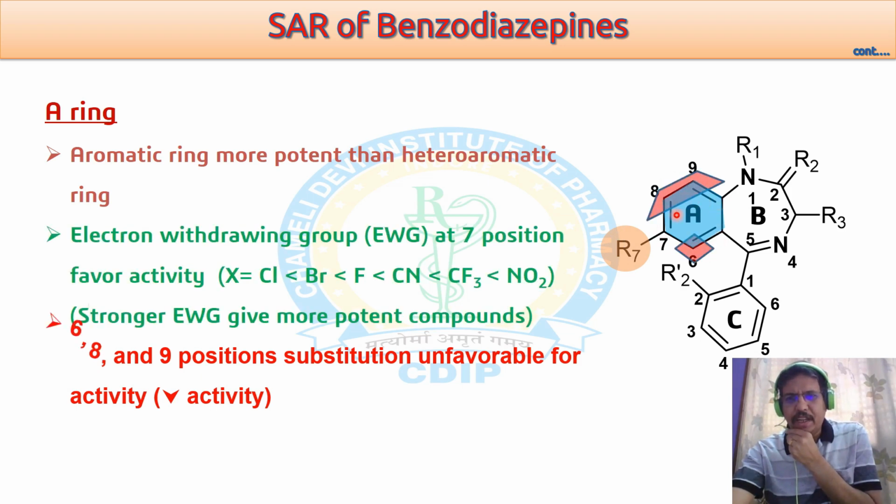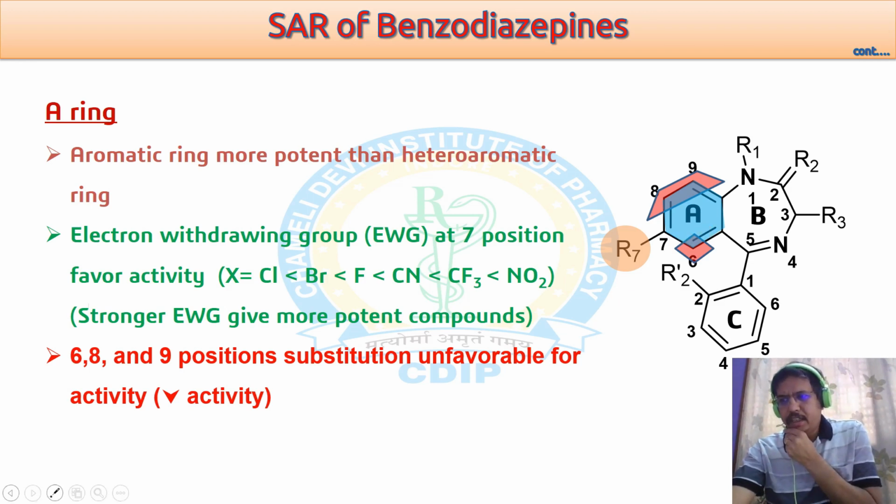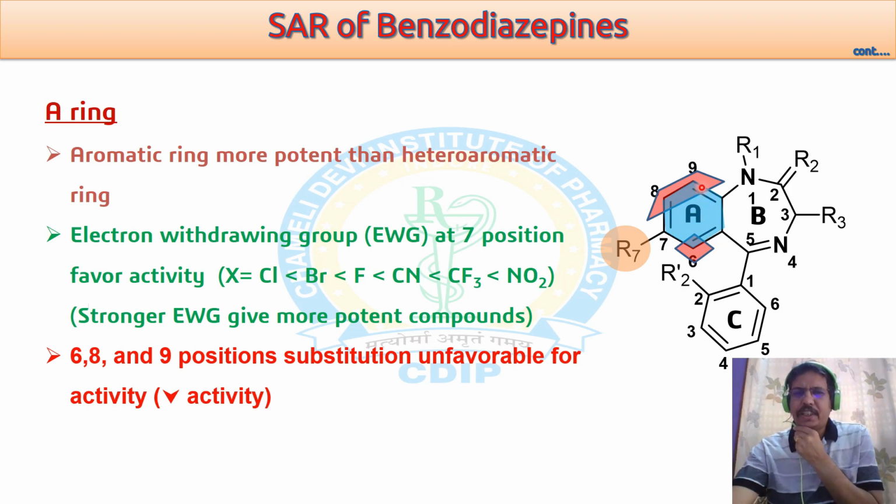But that can be replaced by a heteroaromatic ring like the pyridine ring, the pyrimidine ring or the pyridazine ring. In that condition, the activity is somehow reduced. So we try to keep it as phenyl one. We don't go for heteroaromatic systems.